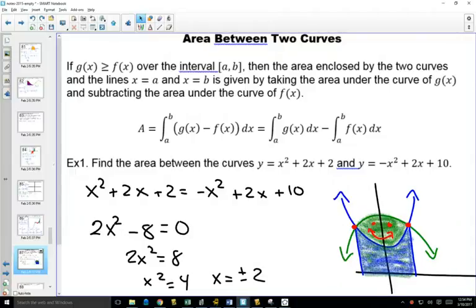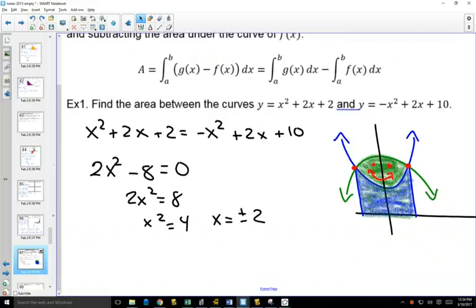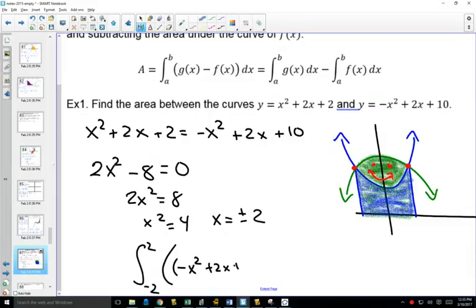Perfect. We had drawn our axes in the right place to begin with, it seems. Okay, maybe not. But if we move our axes like that, it works out. So now we find out that it intersects at -2 and at 2. So to find the area in between those two curves, we can set up our integral from -2 to 2. Which function is on the top? That would be -x squared plus 2x plus 10. The function underneath is the blue one, which is x squared plus 2x plus 2.